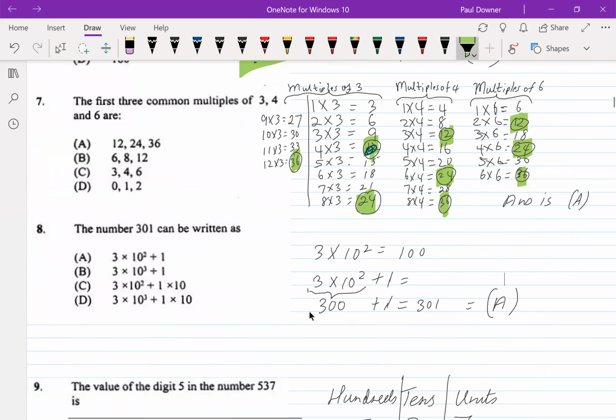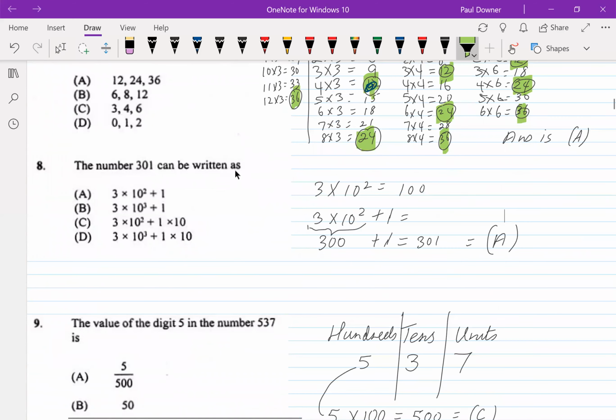Okay, so we go down to number 8, and the number 301 can be written as, right? Now, 301 is really 300 plus 1. So 300 plus 1 is what we're looking for. Now, 300 is the same thing as 3 by 10 squared, because 3 by 10 squared really will give us 300. So that's how we can get this first part here. This 300 is the same thing as 3 by 10 squared. But then we still have to add the 1 to get 301.